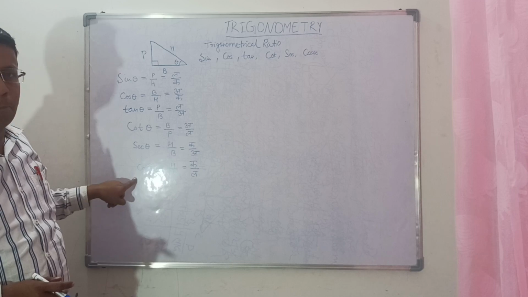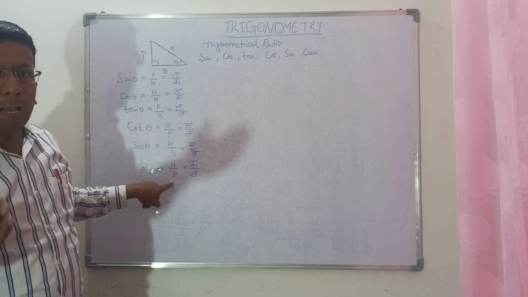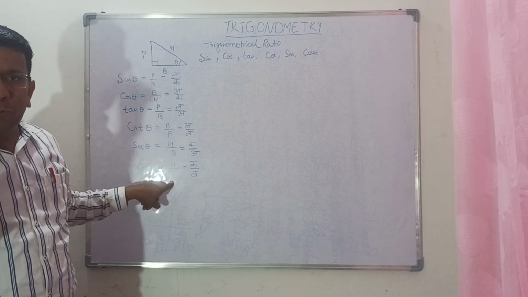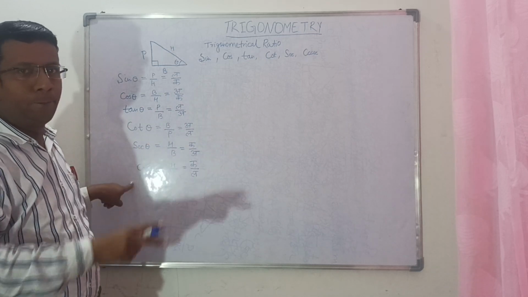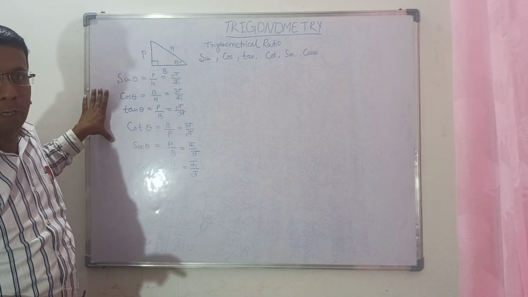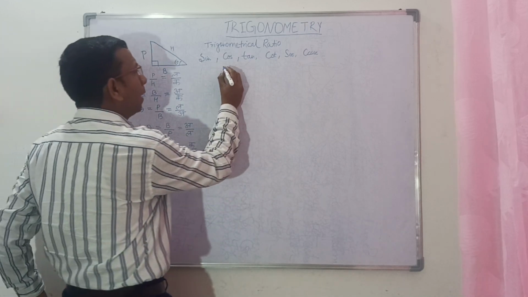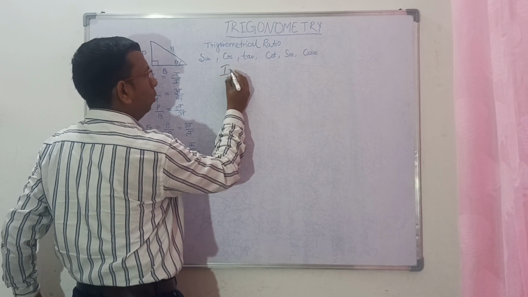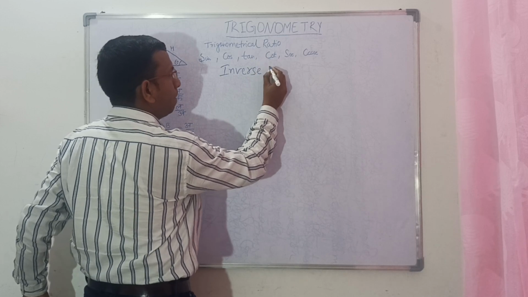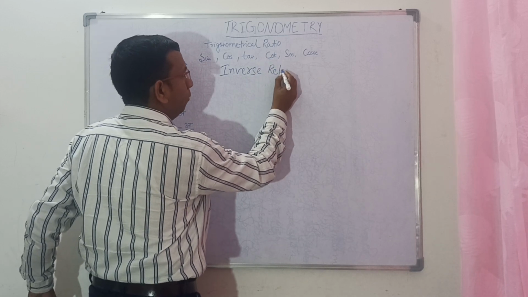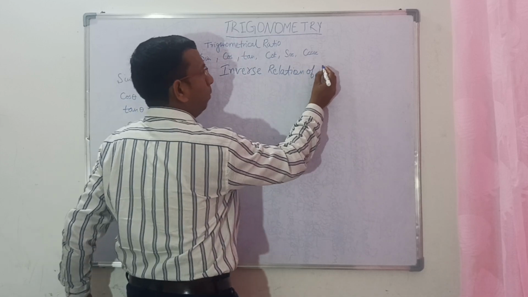And another relation is present here. Cosec theta is equal to the hypotenuse by perpendicular. What do you think about these two? These two show that they are reciprocals of each other. They are opposite relations. Now we can write here the inverse relations of trigonometrical ratios.